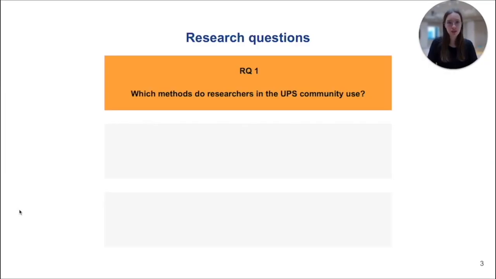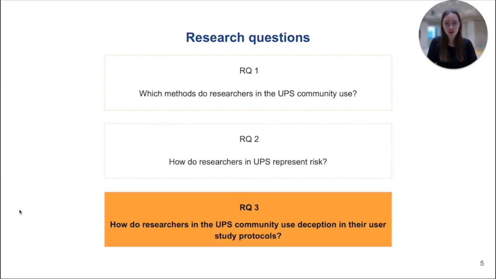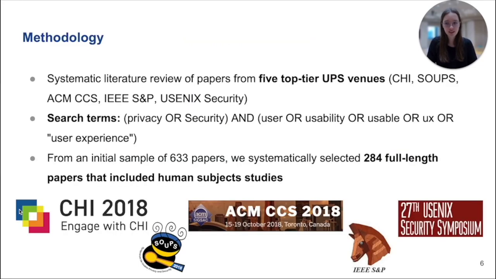We had three research objectives. First, we wanted to understand which methods researchers in the usable privacy and security community used. Second, we investigated how researchers represented risk to research participants. Third, we wanted to understand how researchers in the UPS community use deception in their user study protocols.